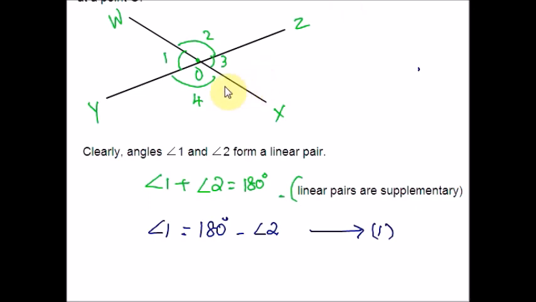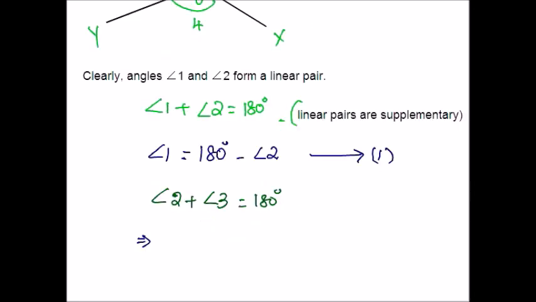So similarly, you can say that angle 2 and angle 3 form a linear pair. So you could write an equation in the same way because linear pairs are always supplementary. That is, they add up to give 180 degrees. You can rewrite this one. I'm just going to subtract angle 2 from both sides, so I'll get an expression for angle 3. Let this be equation number 2.